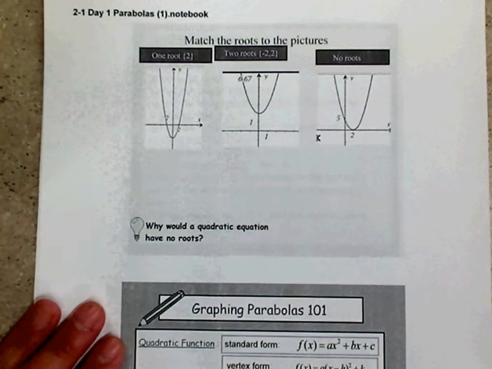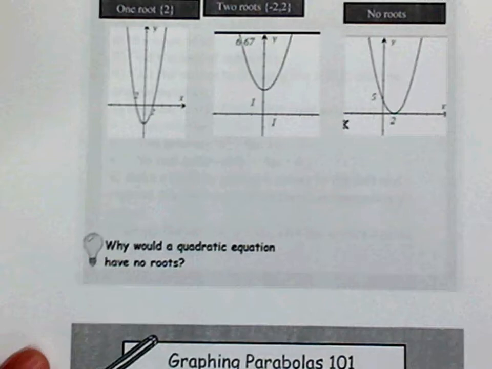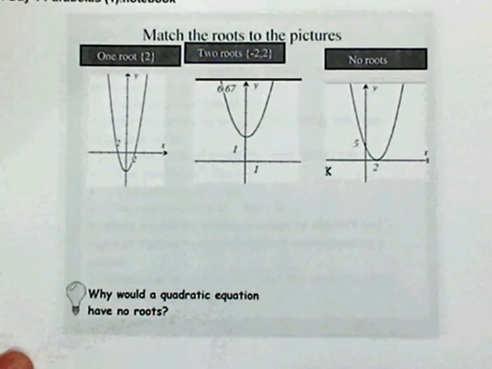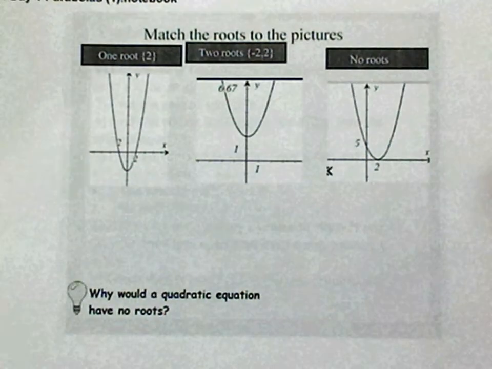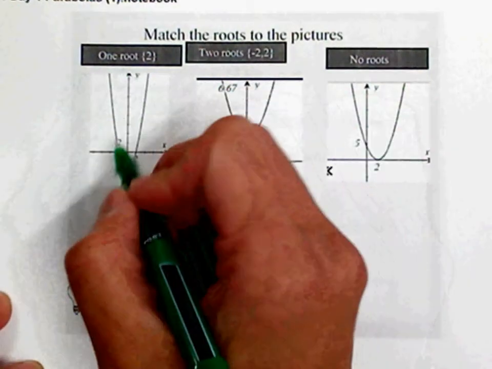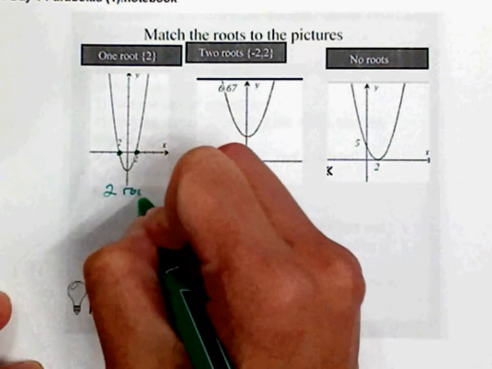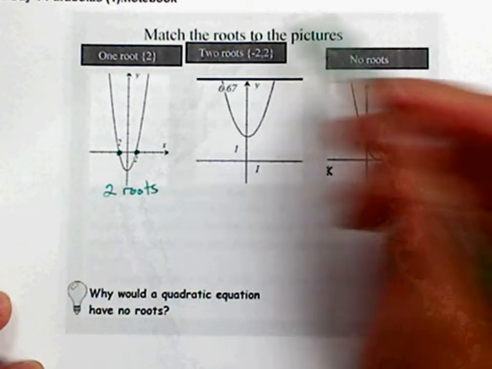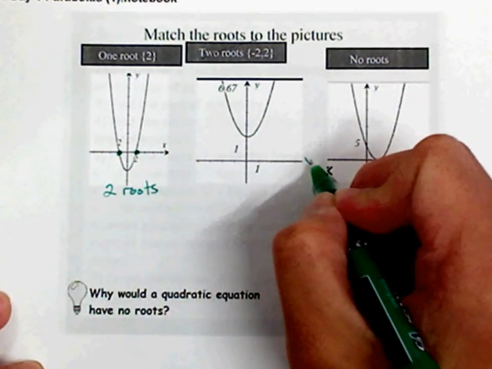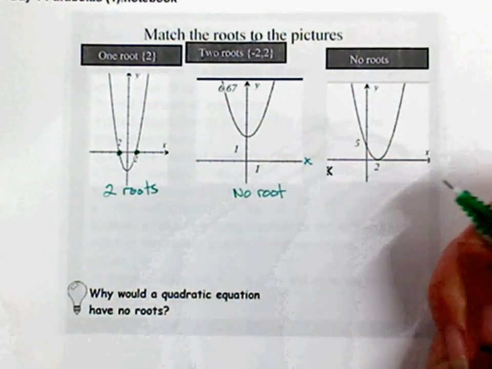So let's see. Let me see if I can make this a little bit bigger. That's better. All right. So if you take a look, go ahead and see if you can try it first. If you look, you see how they're crossing the x-axis right here? This one would be the 2 roots. Okay? You see how this one's not crossing the x-axis at all? This would be no root. All right?